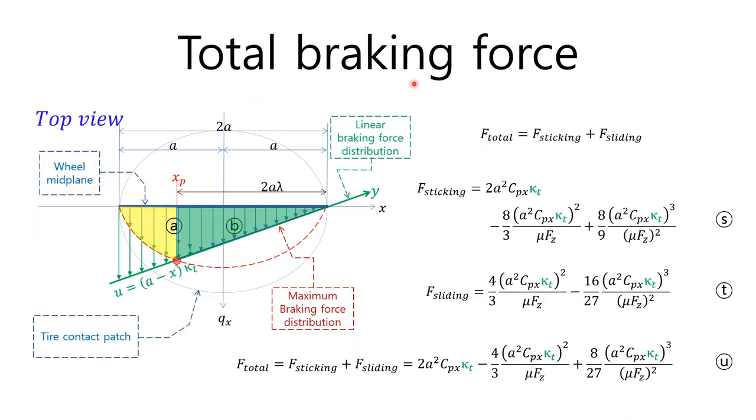The total braking force is the sum of the braking force F sticking of the sticking region, which is a linear section, and the braking force F sliding of the sliding region, which is a non-linear section. Therefore, total braking force can be obtained by summing equation S and equation T to obtain the equation U.